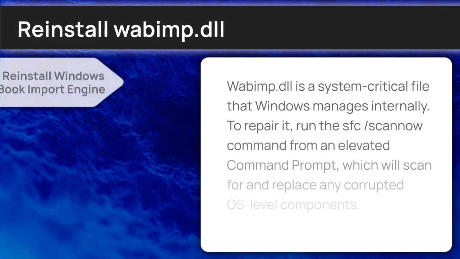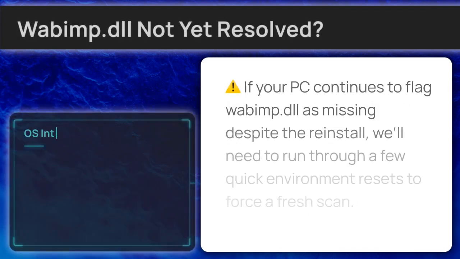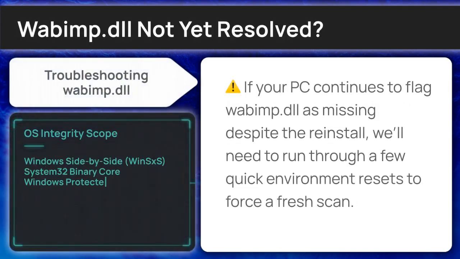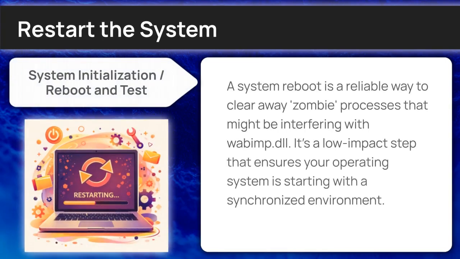Wabimp is a system-critical file that Windows manages internally. To repair it, run the sfc /scannow command from an elevated command prompt, which will scan for and replace any corrupted OS-level components. If you're still seeing the missing file notification, we should attempt to force a synchronization between the software and the OS. A full system restart clears the temporary memory cache and allows Windows to attempt a fresh initialization of all required libraries, including Wabimp Library.